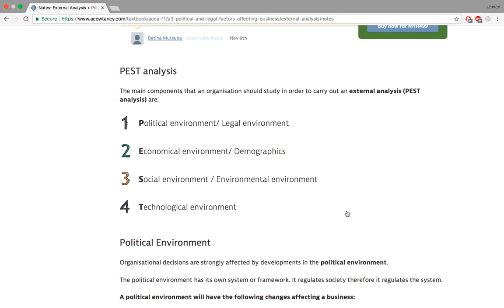Then talking about the economic or demographic factor. Now, the economic factor has more to do with how your economy is. Why do people say that when the price of petrol goes up, everything else goes up as well? Because that's true. Price of petrol, price of gold, these types of things mean that the overall currency is depreciating.